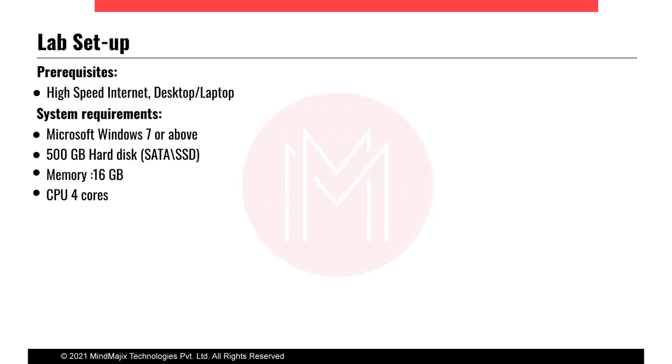And then the prerequisite is just that we should have a Windows machine, 7 or above. Generally these days people have at least 9 or 10, so prefer that. And then we should have a good hard disk, and memory is very important because we are running Eclipse.